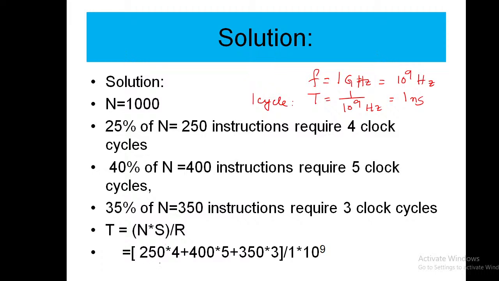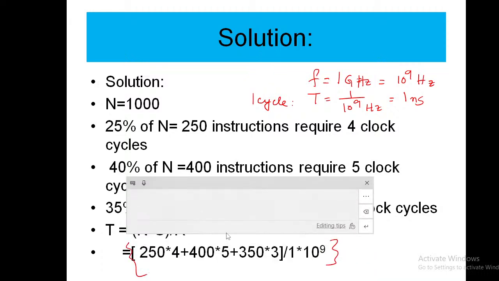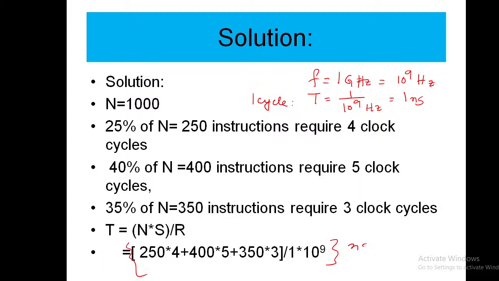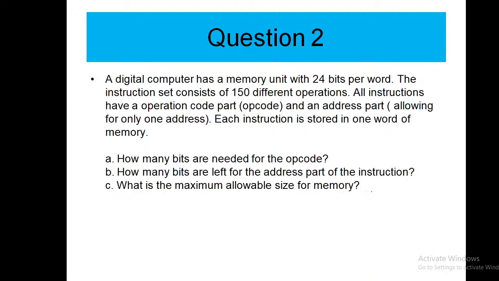So what is the total number of cycles? 250 instructions take 4 cycles each, and so on, so this is the total number of cycles. This many nanoseconds are required to execute the total program, which consists of 1000 instructions. Okay.